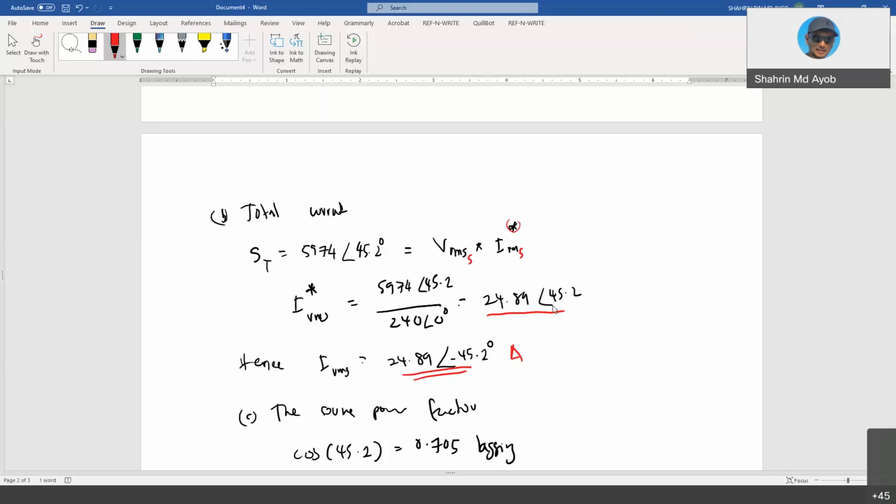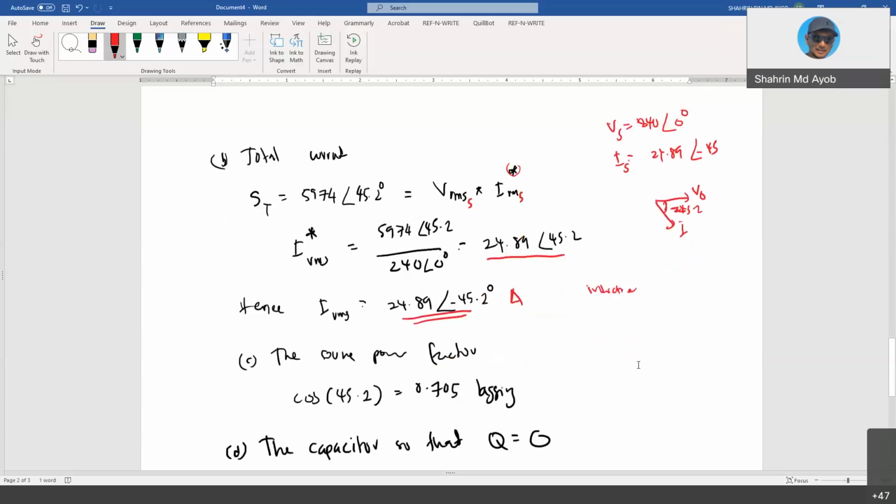From here also, since the current angle is -45 and the voltage angle is 0, we know that Vs is 240 volts with an angle of 0 and the current is 24.89 ∠-45. If you plot the phasor, this one is your voltage and this is your current. So your current is actually lagging the voltage. When the current is lagging, you know that the total load is actually inductive.